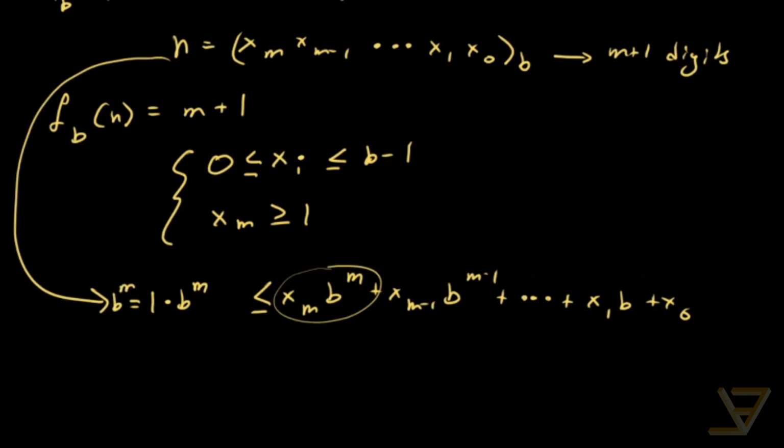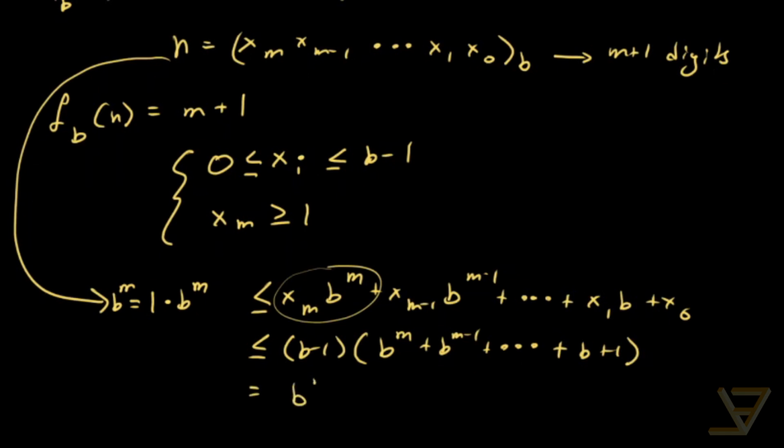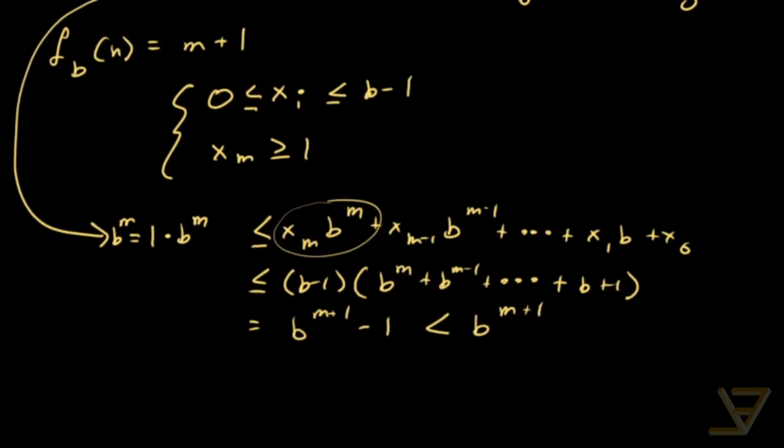As for the upper bound, what we get is that it's less than or equal to b minus 1 times each of the coefficients, b to the m plus b to the m minus 1, all the way through to b plus 1. And by the difference of powers factorization, this is just equal to b to the m plus 1 minus 1, which is less than b to the m plus 1. So let's summarize that.